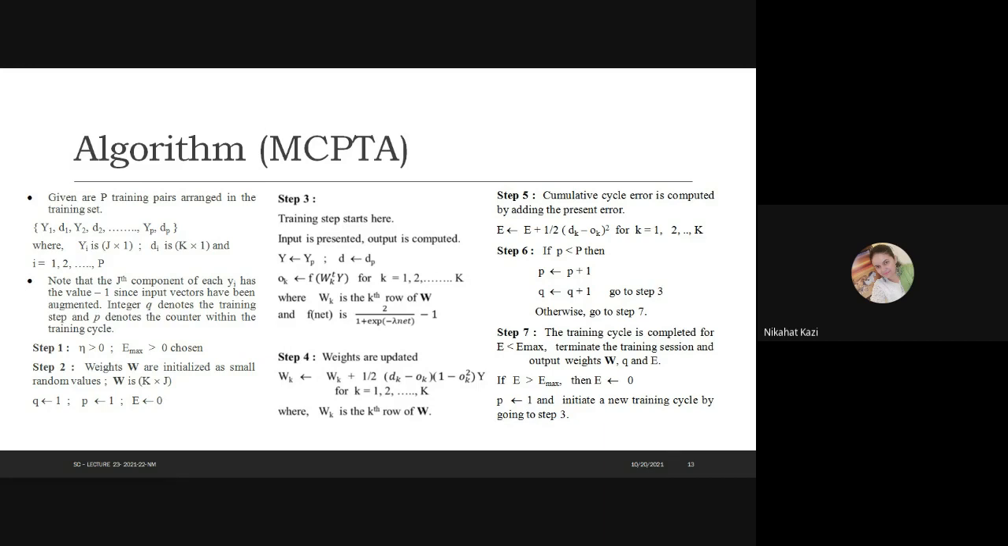Similar steps. Only thing is now instead of a weight vector, you have a weight matrix. So that is what is given here. Wk is Wk plus half (dk minus ok)(1 minus ok squared). K is the number of neurons, as you saw in the network earlier. K is the number of neurons in that layer. So Wk is the kth row of matrix W.